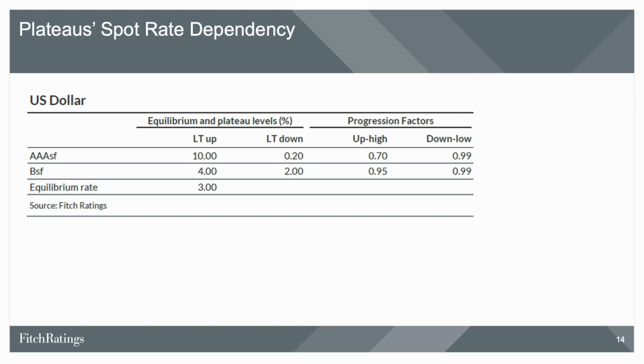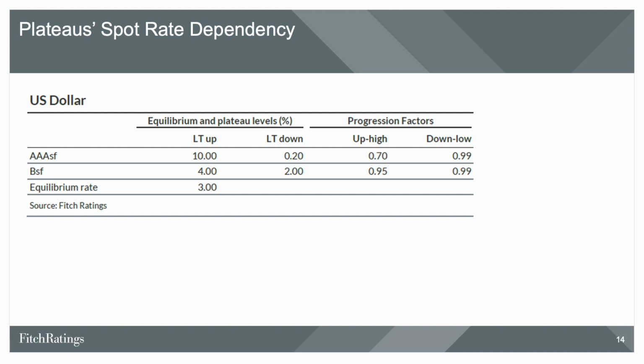Given the progression factor of 0.7, the default up plateau of 10% is raised by 80 basis points times 0.7, which equals 56 basis points. The applicable up plateau is hence 10.56%.